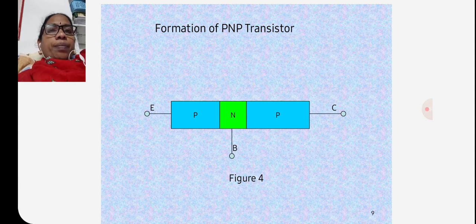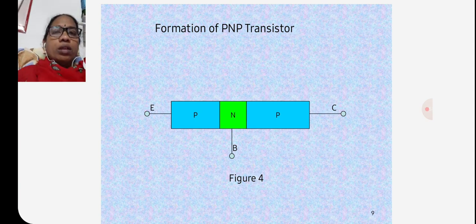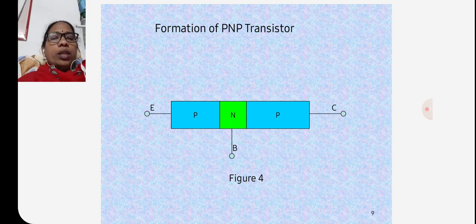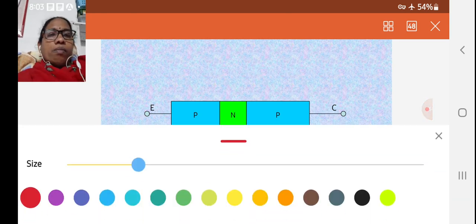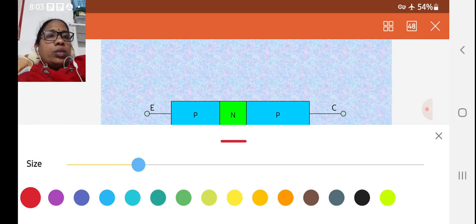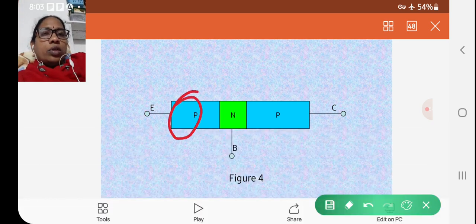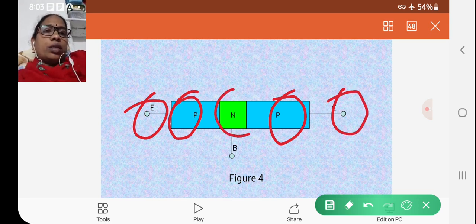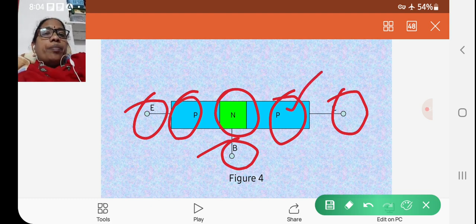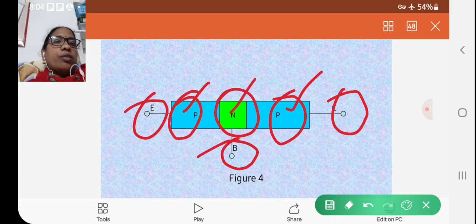Now the formation of the PNP transistor. The first P-type material is the emitter, another P-type material is connected to the collector, and the thin layer between them is connected to the base. The collector region is very large compared to the emitter region, and the base region is very small.